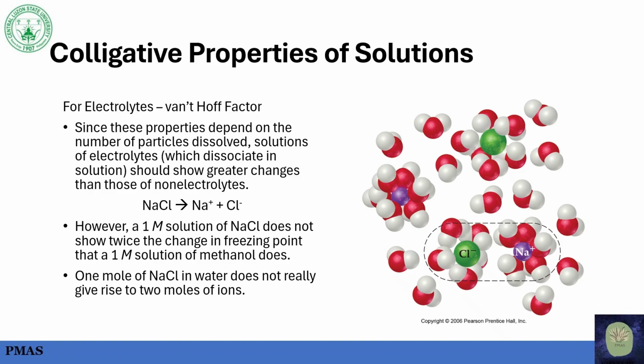Next, since colligative properties depend on the amount of solute, so these properties depend on the number of particles dissolved. Solutions of electrolytes should show greater changes than those of non-electrolytes. For example, NaCl is different from methanol. However, a 1 molar solution of NaCl does not show twice the change in freezing point than a 1 molar solution of methanol. 1 mole of NaCl in water does not really give rise to 2 moles of ions.